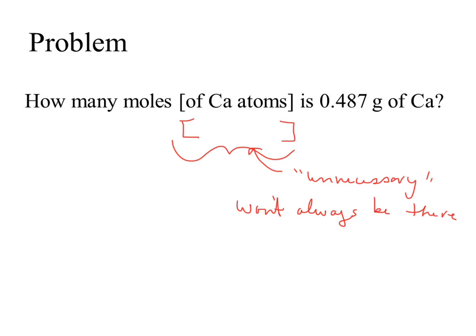So we're dealing with calcium. In a minute, we're going to look at the periodic table, at the decimal number for calcium. It says, how many moles [of calcium atoms] is 0.487 grams of calcium? What I mean about the brackets is I could write this, and I will probably later say, how many moles is 0.487 grams of calcium. What I'm leaving out is that I want you to go to moles of calcium atoms.